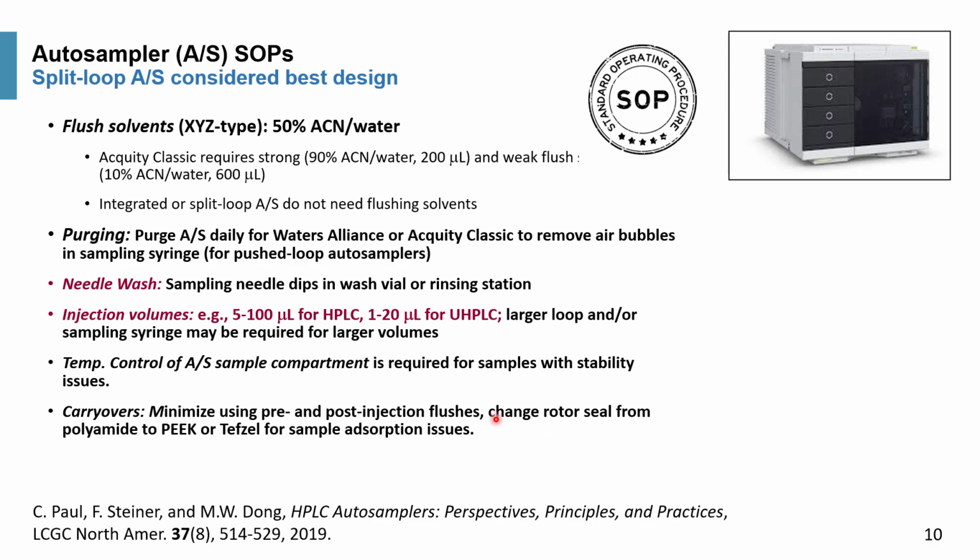So in those cases, you might consider changing a regular rotor seal in the autosampler, which is typically made from polyamide, to either PEEK or Tefzel for sample absorption. Also, polyamide is not compatible at high pH, above 10. If you do an ion exchange, make sure that the autosampler valve seal is compatible above pH 10.